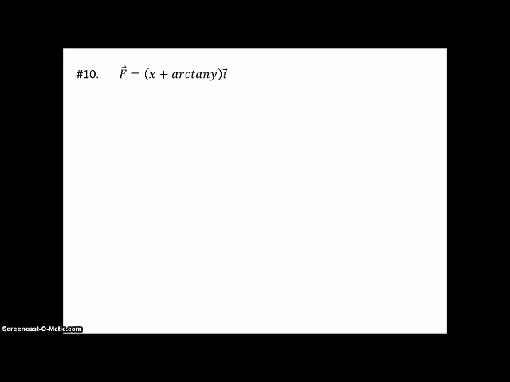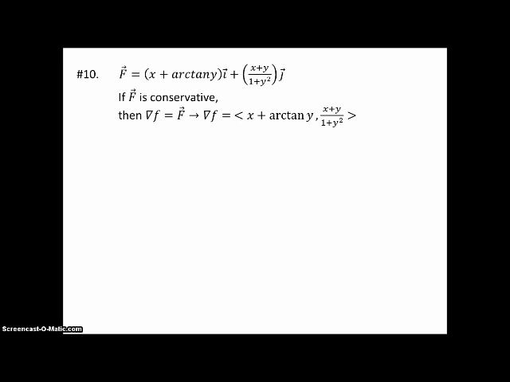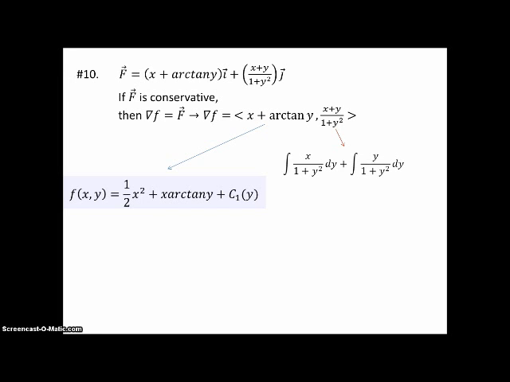Number 10. F is equal to (x plus arctan y) i plus (x plus y over 1 plus y squared) j. If F is conservative again, then we have a gradient vector equal to F. And so that's what we have to work with. So again, for the first component, we go backwards with x as our variable, and we get 1/2 x squared plus x times arctan y, because arctan y is just treated as a constant, plus possibly a function in y that went to 0. And then going backwards from the second component is a little trickier.